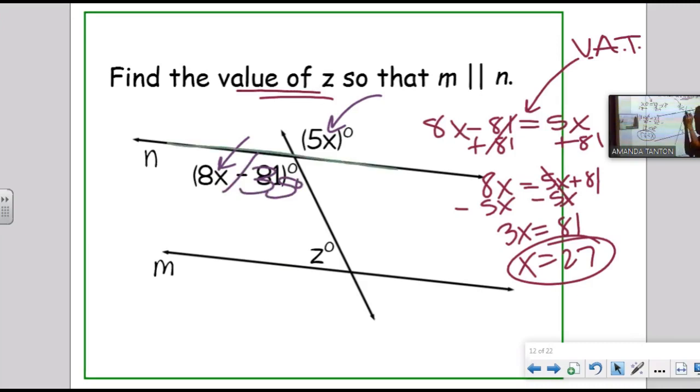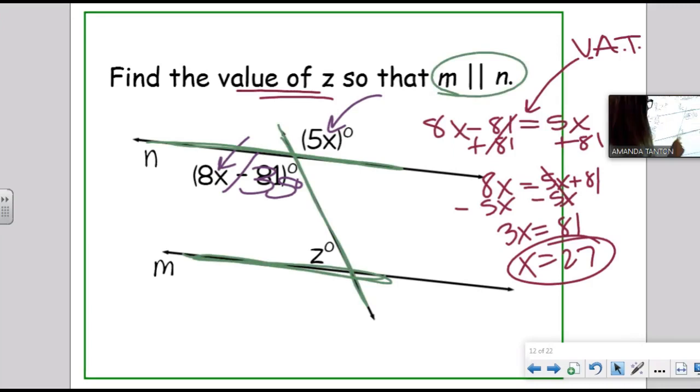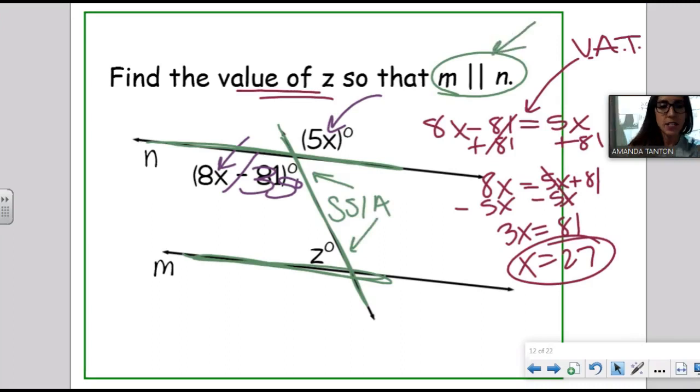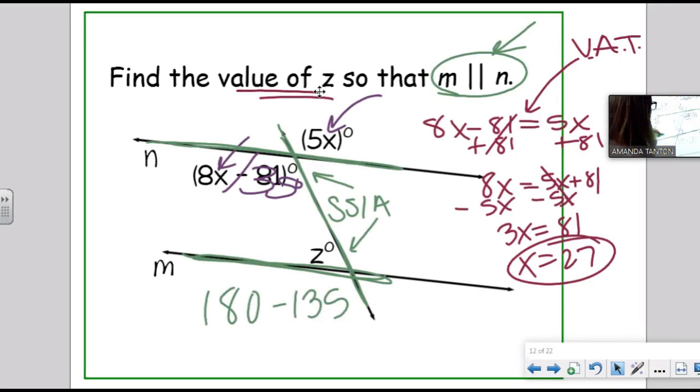Now we have to look at our parallel lines and our transversal. We want them to be parallel. So, let's see, what's the vocab word? If same side interior angles are supplementary, then m is parallel to n. So we just need to force these to be supplementary. How do we do that? To find z, we do 180 minus 135. So our final answer is z equals 45 degrees. So we use vertical angles, then we use the same side interior angle theorem, or the converse of it.